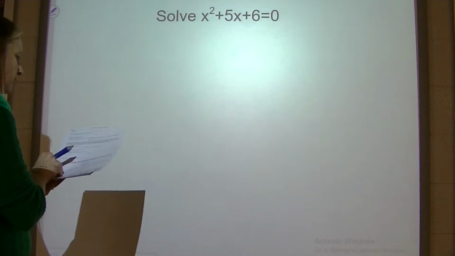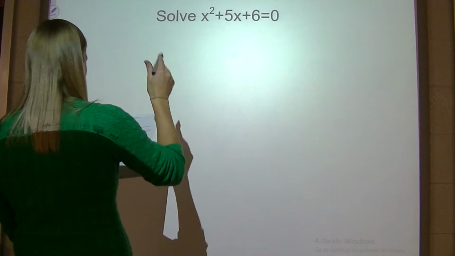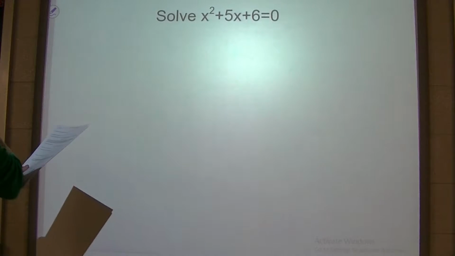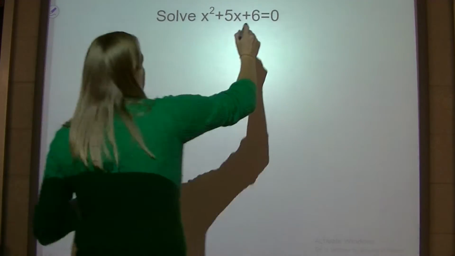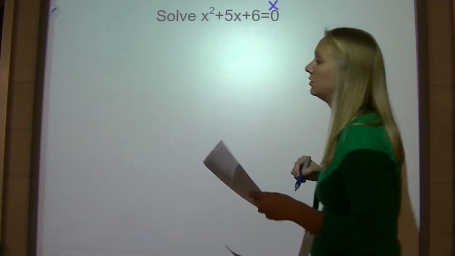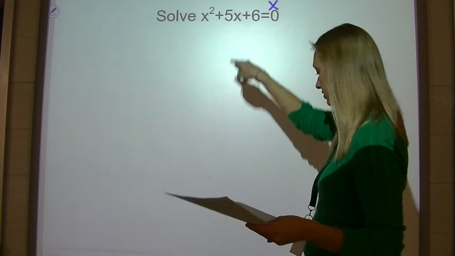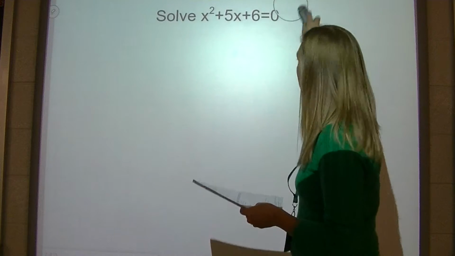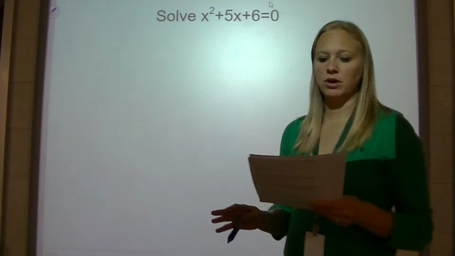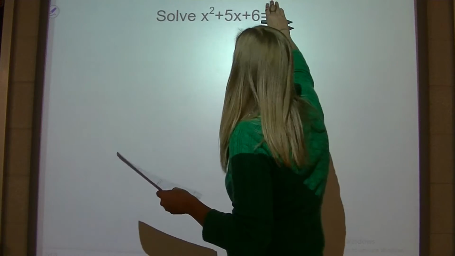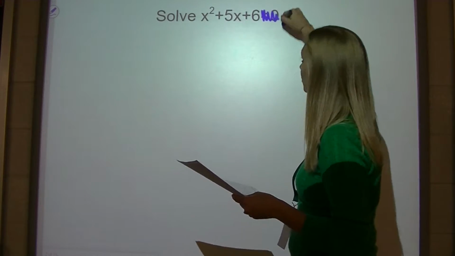So my problem for you is this: x squared plus 5x plus 6 equals 0. You always need it to equal 0. If it doesn't equal 0, like I know in your books or whatever, you have to subtract whatever it is over here to get your equation equal to 0. So no matter what, when you're solving quadratic equations, it needs to equal 0. So basically, the only thing that's new is the equal 0.